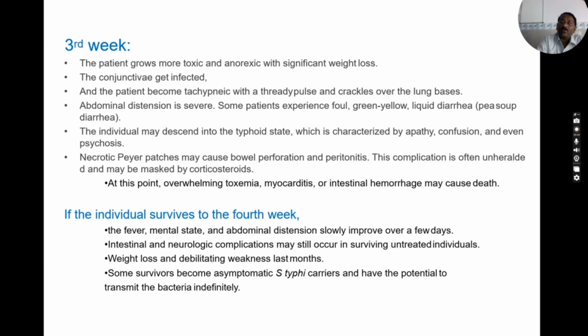If the individual survives to the 4th week, usually that occurs nowadays because of the good understanding of the pathophysiology of typhoid fever, we don't allow the patient to die in the 3rd week. Then what about the 4th week? The fever, mental state, abdominal distension slowly improve over a few days. Intestinal and neurological complications may still occur in surviving untreated individuals. Weight loss and weakness may last for months. Some survivors become asymptomatic carriers and have the potential to transmit the disease indefinitely.